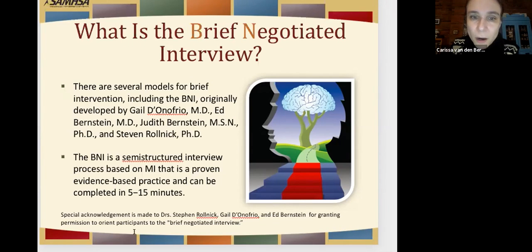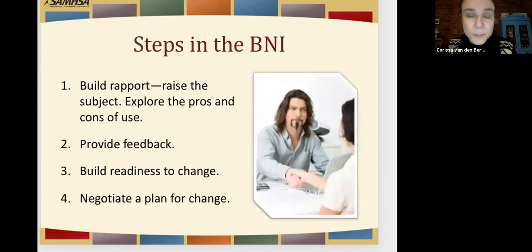Really, these are semi-structured interviews where you're framing the discussion, and you want to try to keep them within 15 minutes. So the steps for a brief negotiated interview: first you build rapport, and you raise the subject. How do you raise the subject? Well, I've got to do the screen. And then you get the answers from the screen. Once you have this information from the screening, this gives you an opportunity to explore the pros and cons of the behavior.